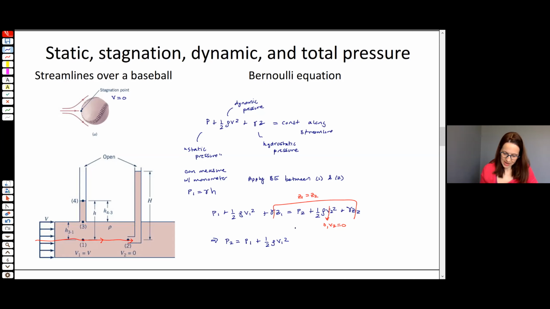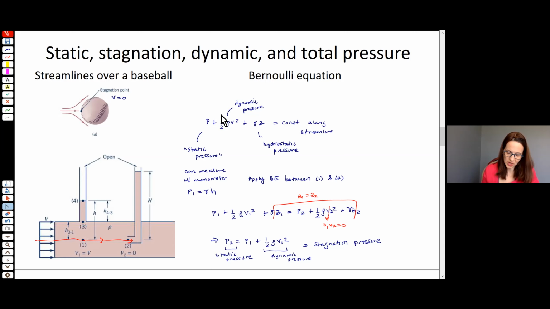Well, this is that dynamic pressure term. Okay, so P2, the stagnation pressure, is equal to the static pressure plus the dynamic pressure. All right, and that's always true.